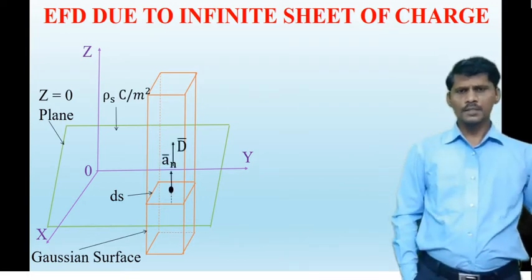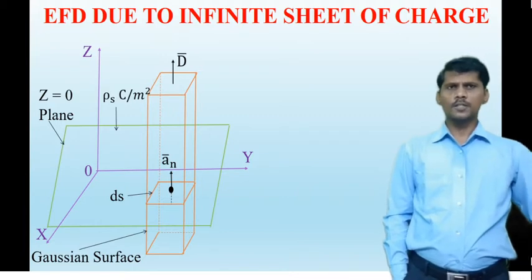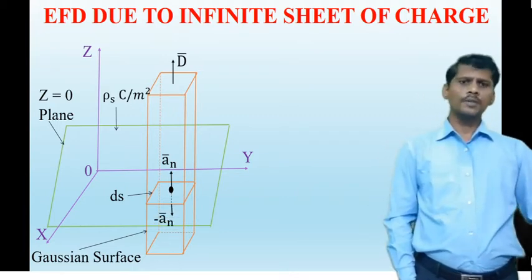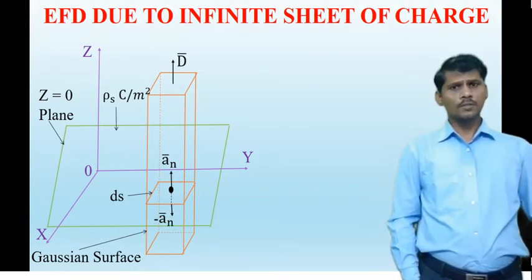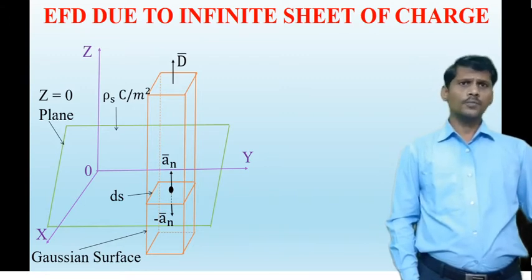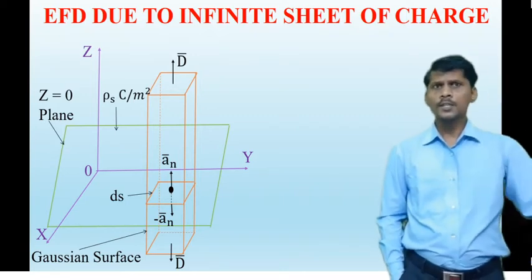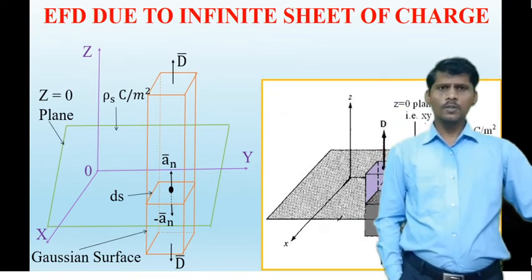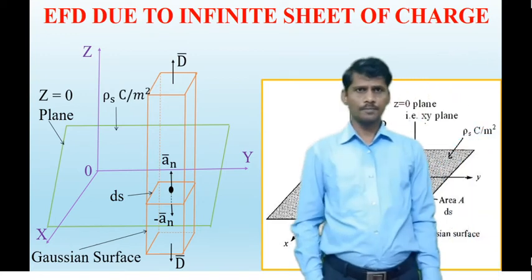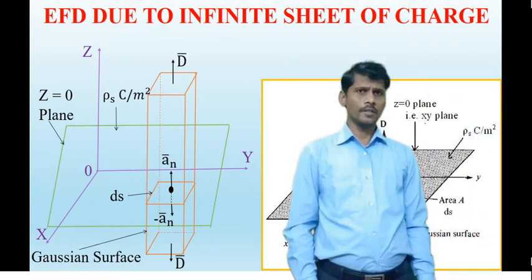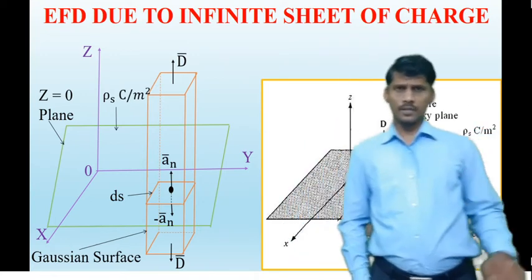At point P, the direction of electric flux density is normal to the surface, and for the bottom of the surface below the xy plane, the direction of the electric flux density is also normal to the surface. That is minus an bar is equal to minus az bar.